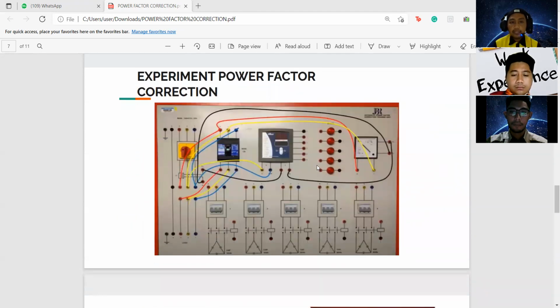Okay, next for the experiment, power factor correction. I will continue with the experiment on power factor correction. My name is Muhammad Nurazim bin HAYADIN.